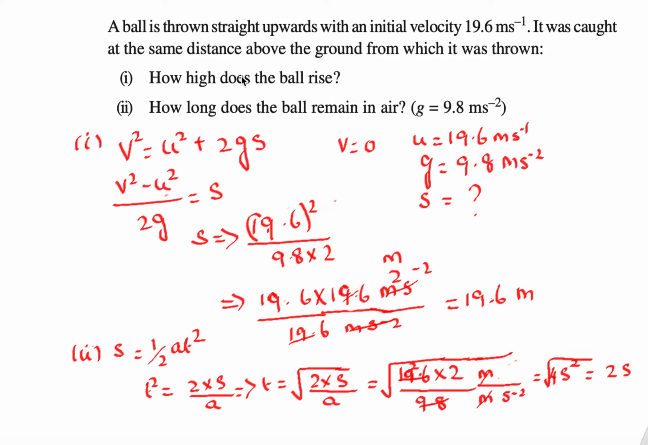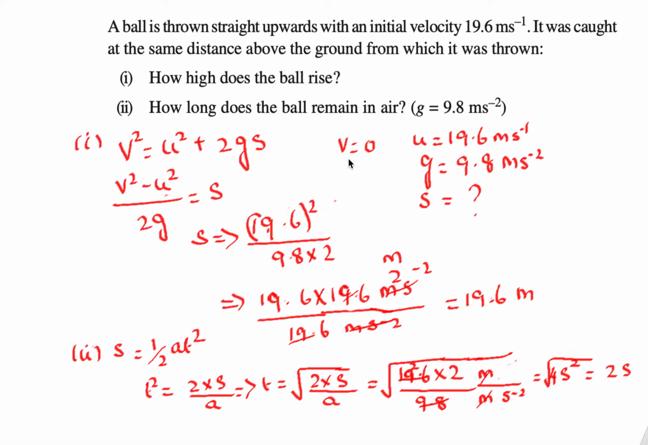Let's do this first. They have given the initial velocity, that is u is equal to 19.6 meter per second. They have given g. Why have they given g? Because the ball is in the air. So they have given the gravitational acceleration value, that is 9.8 meter per second square.